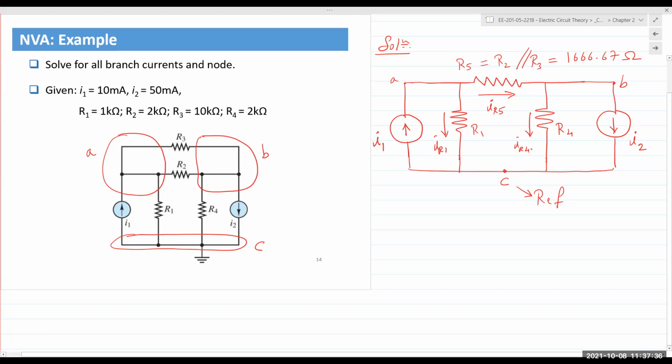And based on the current directions, I'm going to assign voltage polarities. So polarity for VR5 is going to be plus on the left, minus here. This is going to be plus minus. And that completes our setup of the problem. Right? Identify the nodes, label a reference node, assign the branch currents, and then the voltage polarities. The problem is now set up correctly. Let's go ahead and generate our equations.